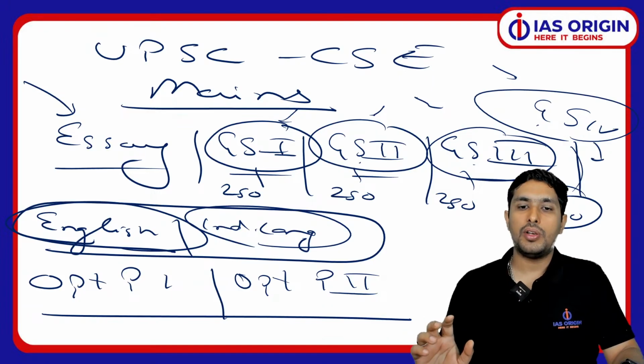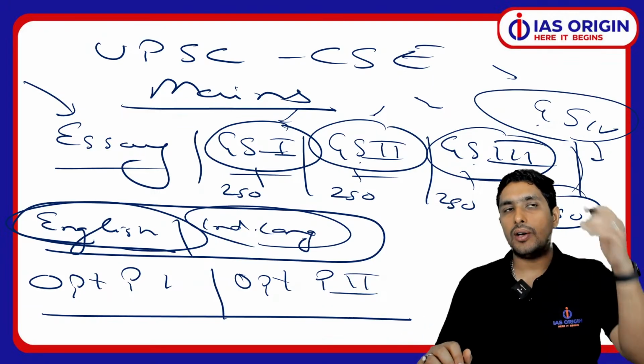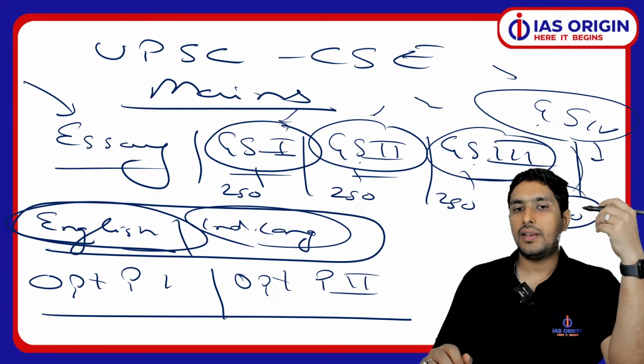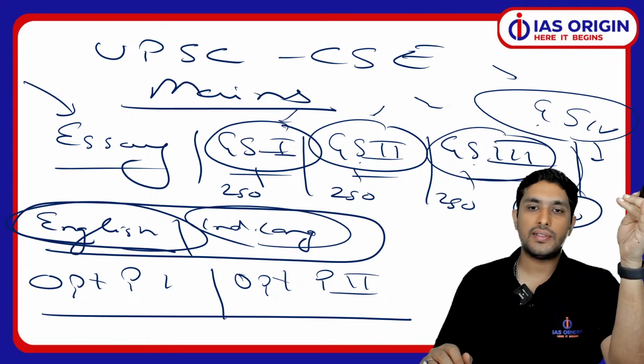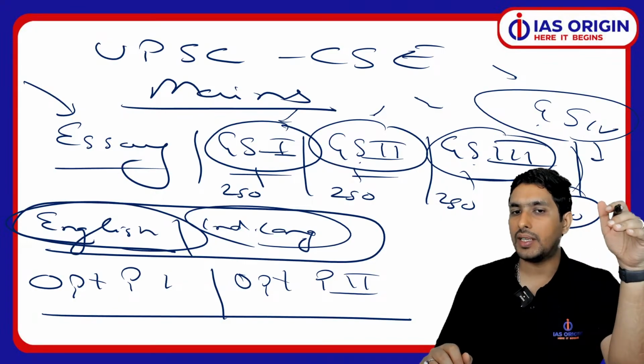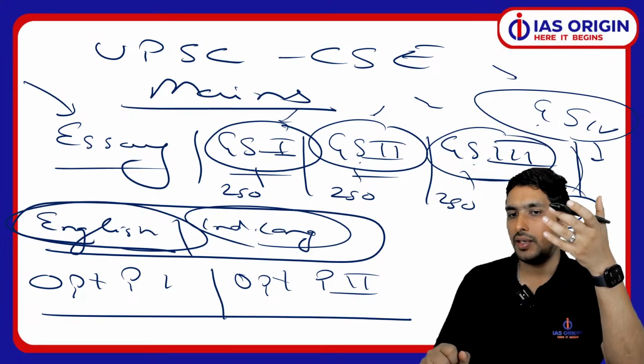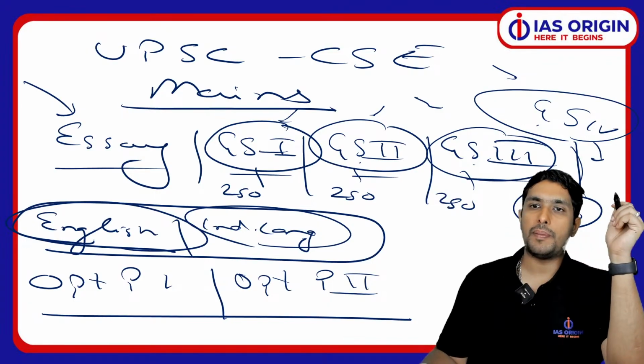See, all in all, you just have to understand one thing: 1000 marks are from GS, that is 250 each across four papers. And then of course we have to write 2 essays, worth 250 marks, and then we have qualifying papers, so I'm not counting them. Optional also gives you 500 marks. So that is how the mains paper looks.